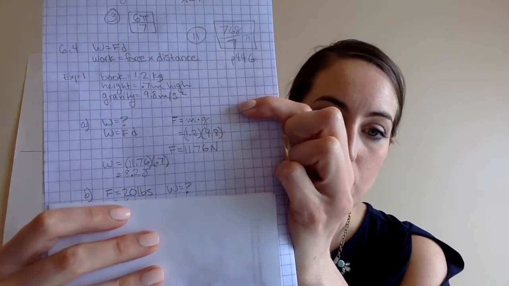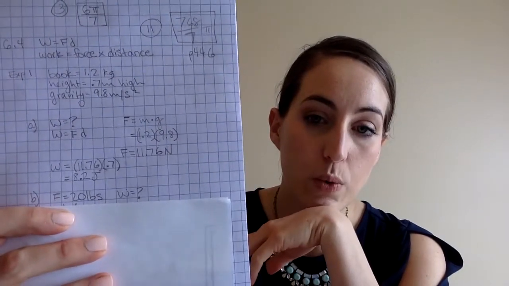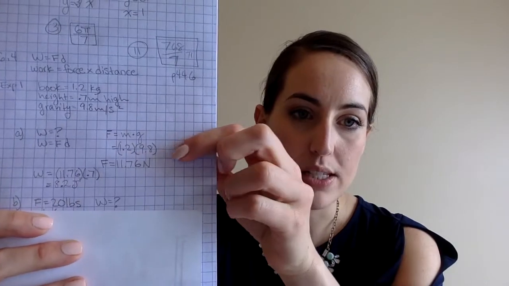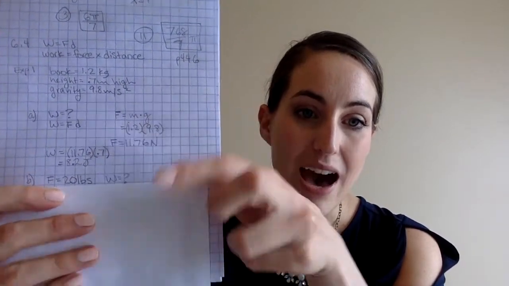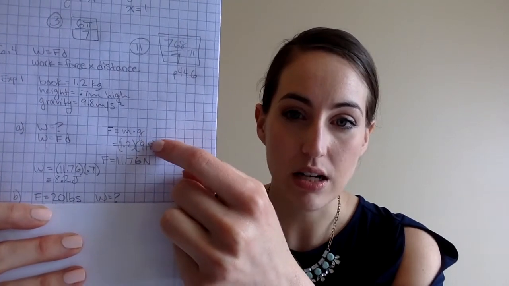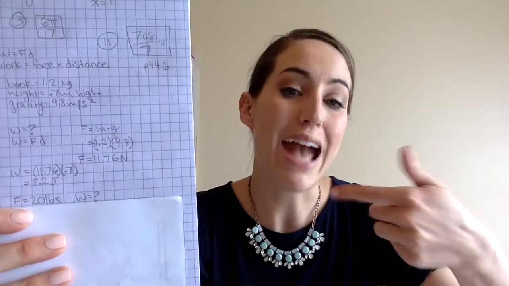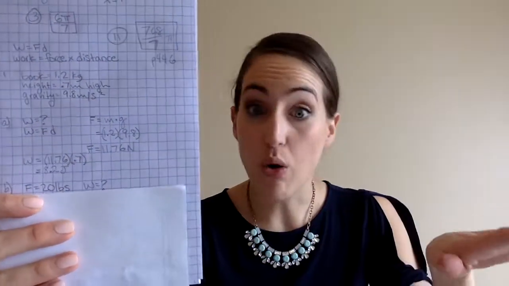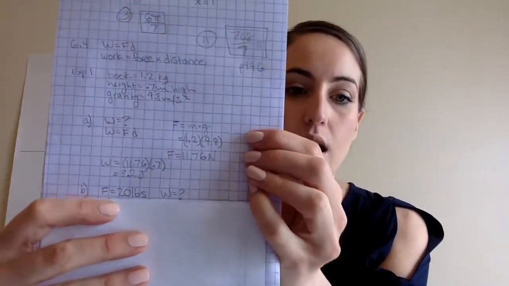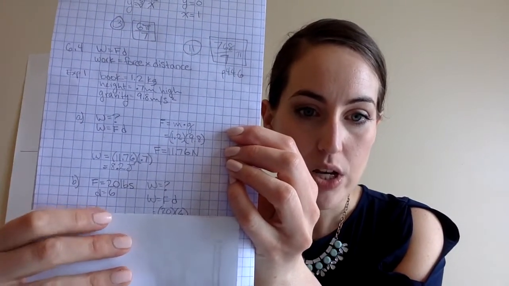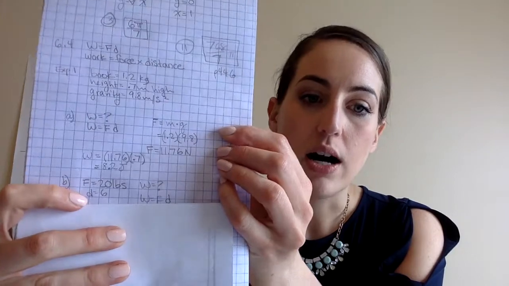Now part B, it says, well, what if we have a force of 20 pounds? 20 pounds, notice we weren't dealing with pounds before. So we have a force already in pounds, meaning that 9.8 acceleration due to gravity is already accounted for. Weight in pounds already has gravity in it, so don't multiply by 9.8 in this example B here. So we want to know work.